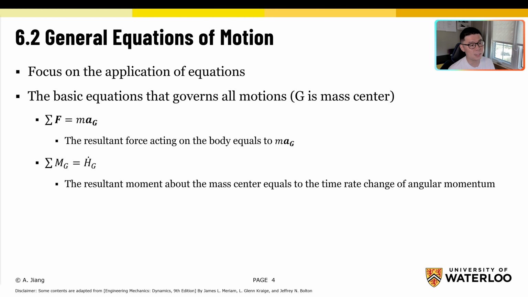There are two basic equations that govern all motions, with G representing the mass center. Number one is sum of F equals m a_G. This is the resultant force acting on the body equals m times the acceleration of the mass center. The other one is sum of M_G, the moment about the mass center G, equals H_G dot. This means the resultant moment about the mass center equals the time rate of change of angular momentum.